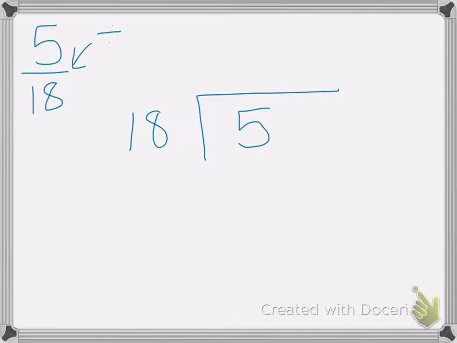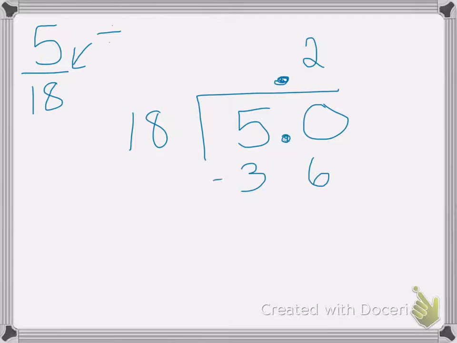We are shocked because 18 does not go into 5. So we need to make a shocked face. Okay, here's my shocked face. Okay, 18 does go into 50. I'm going to guess that it's 2 times. 2 times 18 would be 36. Can I add another one? 36 plus 18 gives you 54, so that's too much, so it is 2.